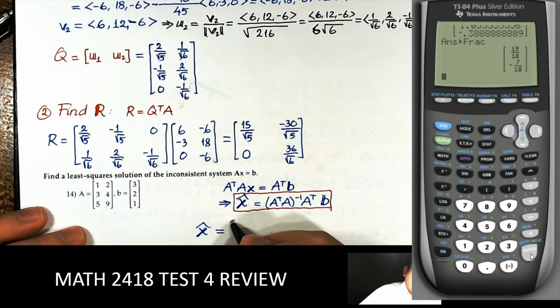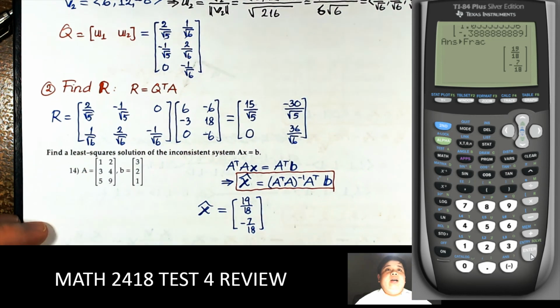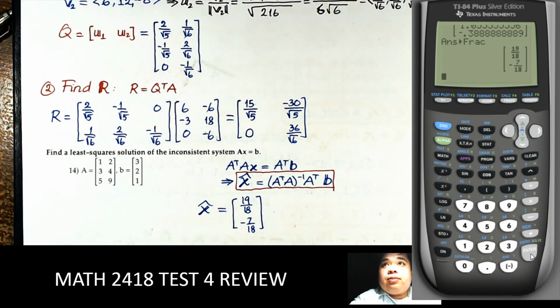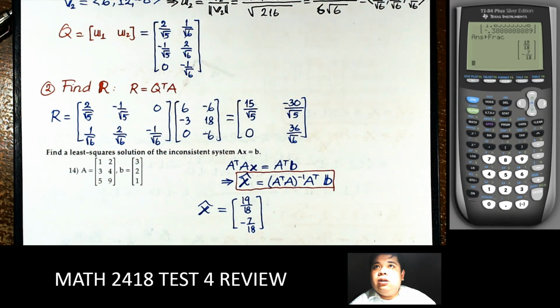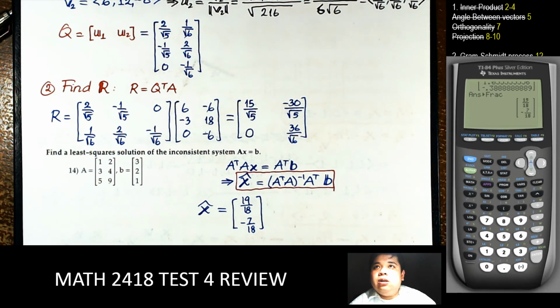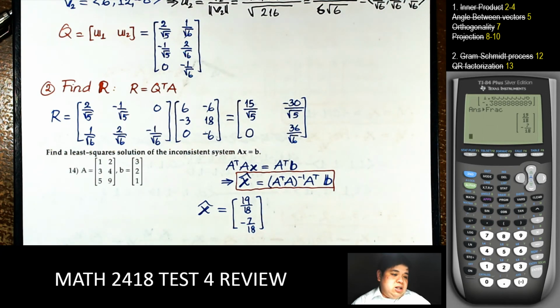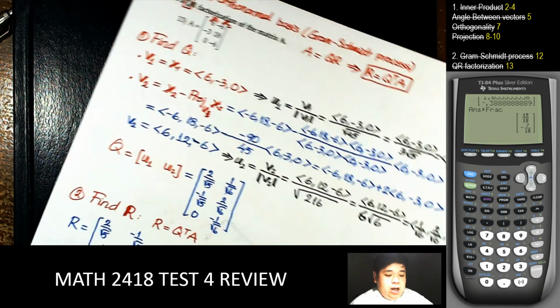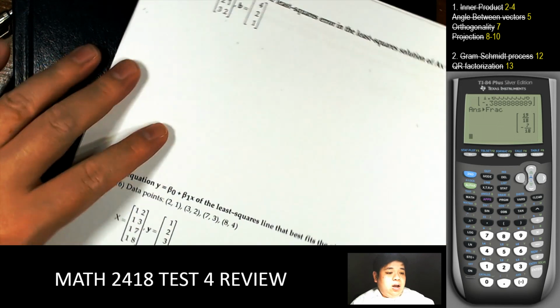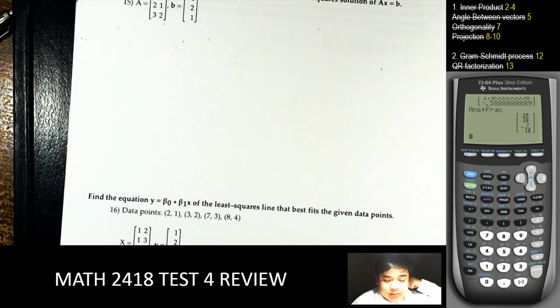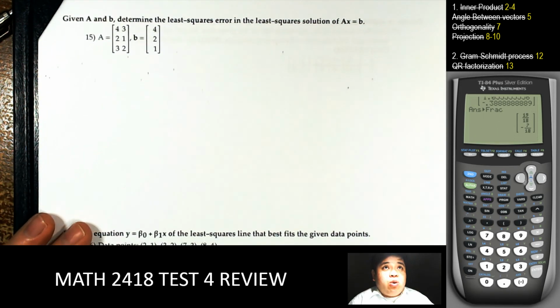So x hat equal to, we have 19 over 18, negative 7 over 18. So that is the least squares solution. We can do the same thing for number 15, except this time it asks for the least square error.